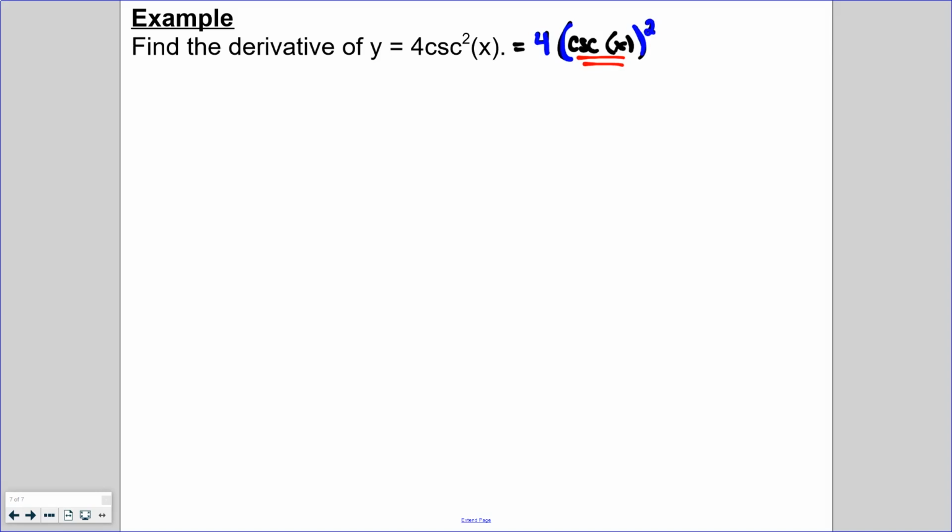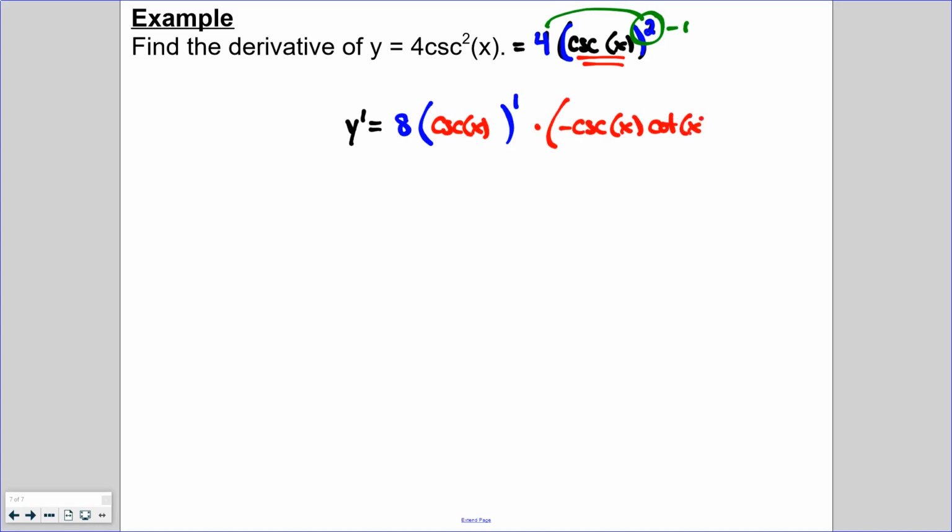All right, let's go back to our y prime notation, because, well, why not? Now, chain rule says we have to take the derivative of the outside first, which means we're going to take the 2, multiply it by the 4, and subtract 1 to give us 8 times the quantity raised to the first power. Chain rule says we then put the inside back on the inside, untouched, and then we multiply by the derivative of the inside, and the derivative of cosecant is negative cosecant of x times cotangent of x.